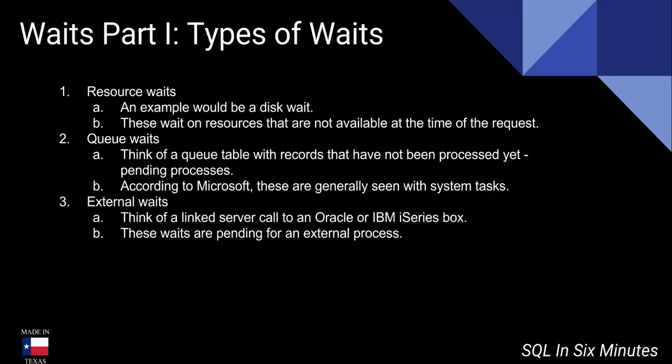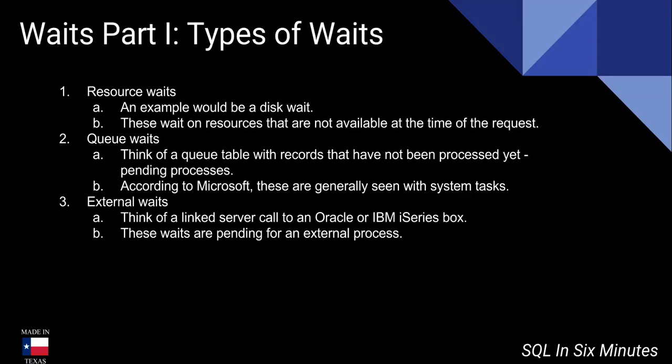The first one is resource weights. An example of this would be like a disk weight. Okay, it's trying to weight on the disk. And these weight on resources that are not available at the time of the request, right? There's a bottleneck on your disk and a process has to wait on the disk. There you go. Okay, there's also queue-based weights.